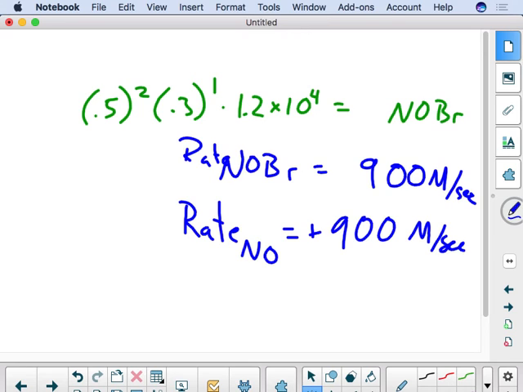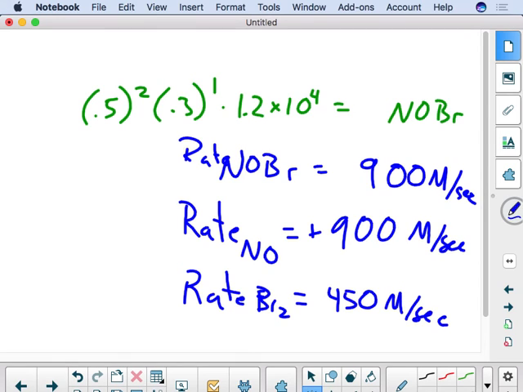Okay. What is the rate of consumption of Br2 going to be? Half. Because you can see that it's just based on the coefficients of the balanced chemical equation. For every 2 of these that go away, 1 of these goes away. So this is going to be consumed at 450 molar per second, which is pretty fast if you think about it. Wait, so did we decide that NO is or is not positive? I'll say that because they say rate of consumption, the negativity is implied there.